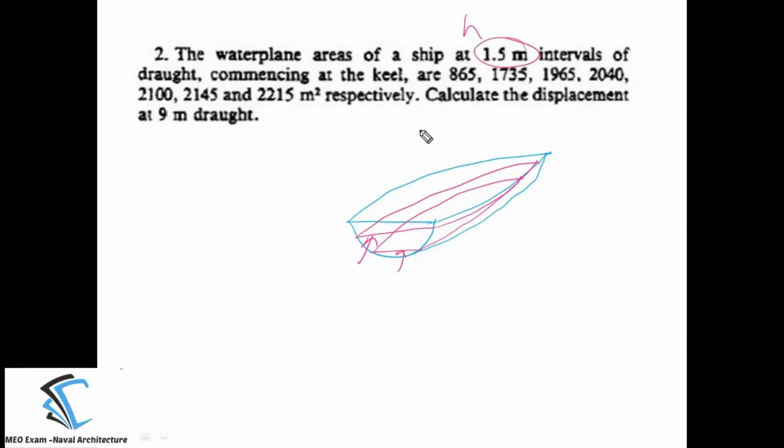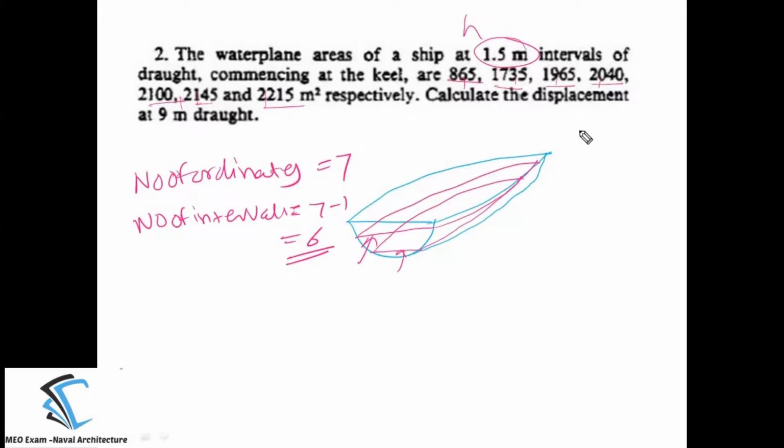So that is h, of the draft commencing at the keel. So all these water plane areas are given. Here there are 7 water plane areas, so the number of ordinates is 7. The number of intervals will be 7 minus 1, that is 6. Again 6 is completely divisible by 2 as well as by 3. You can use either rule for the calculation of the volume of displacement. So I am going to use the first rule here.